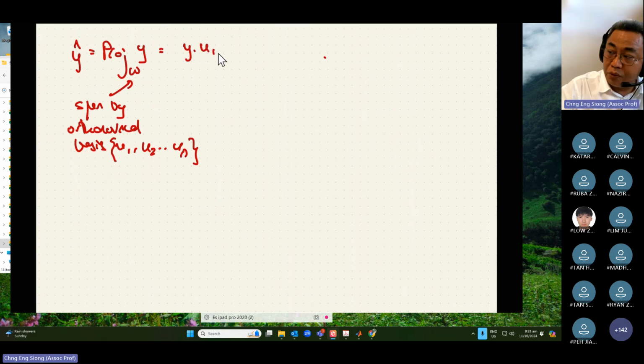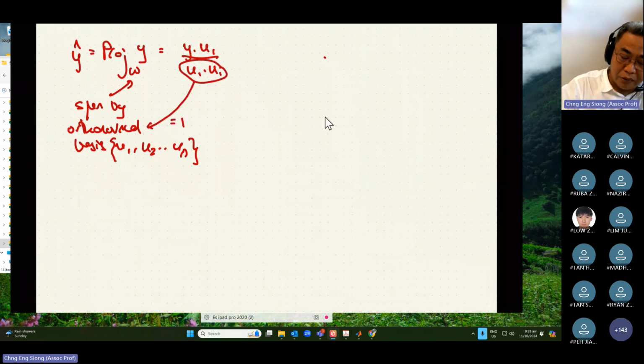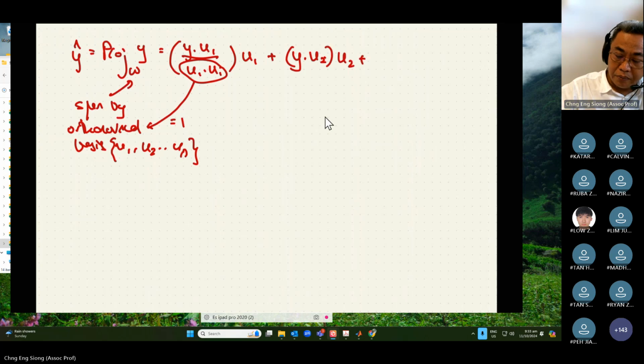And then, do I need to write divided by U1 dot U1? Do you think I need to write that? It is orthonormal because this is orthonormal, equal to 1. So I don't need to write it. So this, and then what do I write here? U1. Okay. So now I write simply U2, the scalar, U2. Y dot UN, scalar UN.